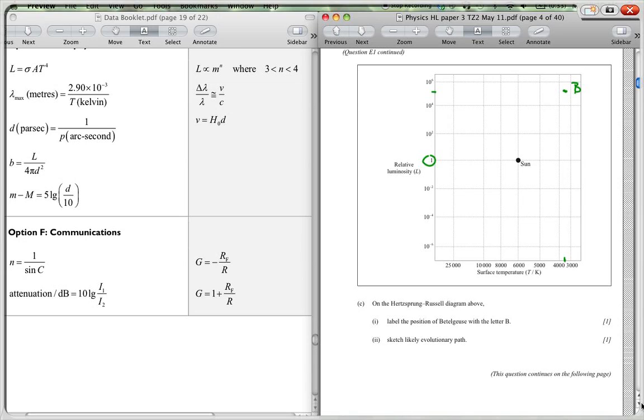This would obviously be a super red giant, red in color but highly luminous. So it's got a very large surface area, as we saw, 790 times the radius of the sun. And sketch a likely evolutionary path. What's going to happen to this, it probably came from the main sequence, something like that. Because it's quite big, it probably came from up here, and it will go around like that. That would be the likely path that it will take.